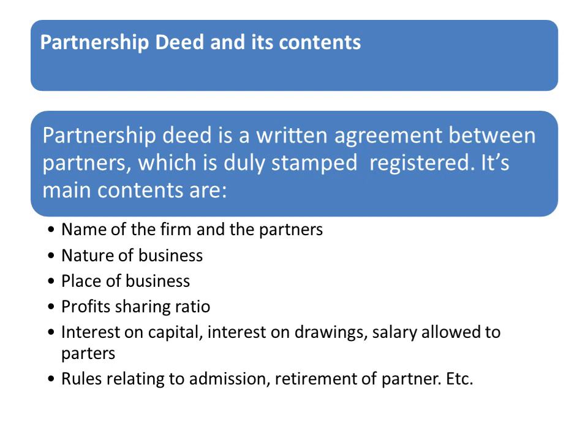It contains the name of the firm and partners, nature of business, place of business, profit sharing ratio, and interest on capital, interest on drawings, salary allowed to partners, and certain other rules like what partners should do if a new partner is admitted, if a partner retires, and if the partnership is dissolved, etc.